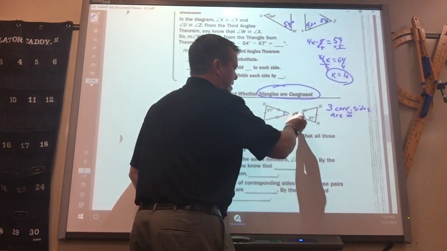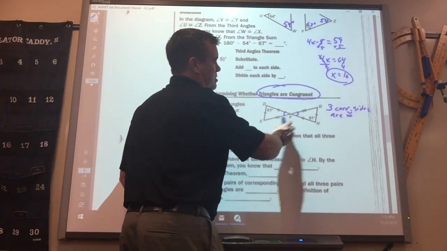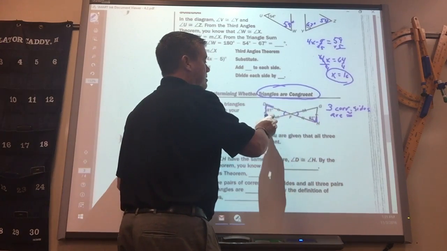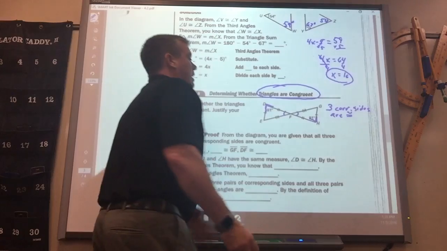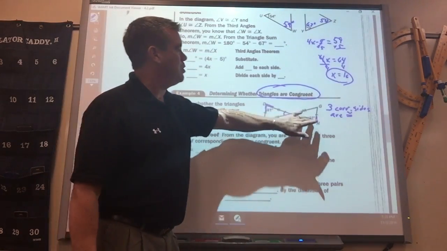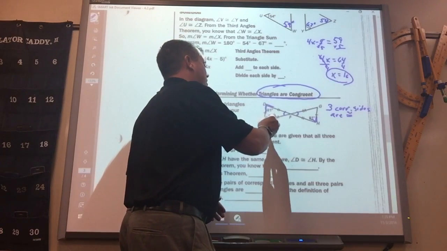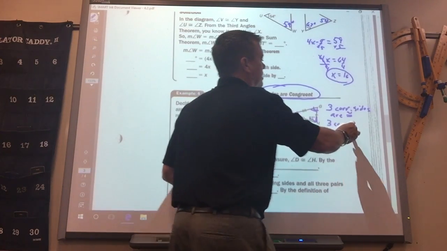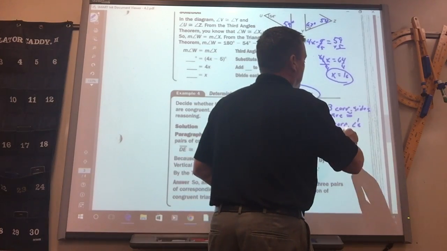We know that this angle equals that because they're vertical. We can see right here this angle equals that angle. They're both 81. And then from the triangle theorem, if 2 angles equal 2 other ones, then you automatically know that the third angles are equal. So all 3 corresponding angles are congruent.